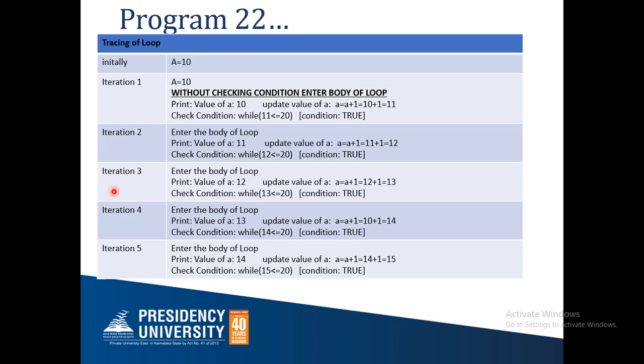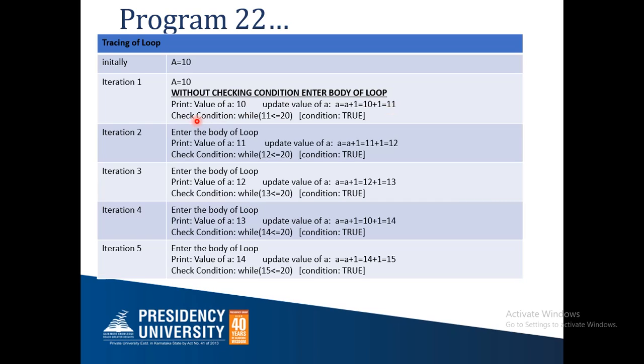Now we will see the tracing of this program number 22. Initially we have seen the value of a was what? It was 10. And then when it was 10, without checking the condition, we entered the body of the loop and we print the value of a as 10, and then we updated the value of a. So a equal to a plus 1. What was a? 10. 10 plus 1 is 11.